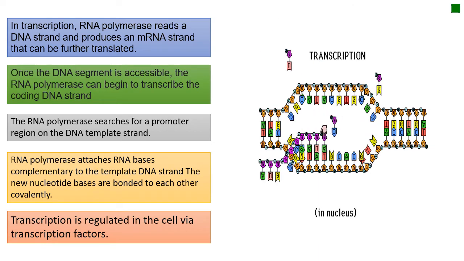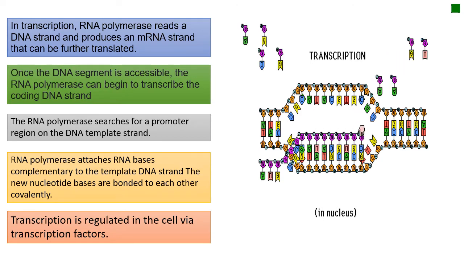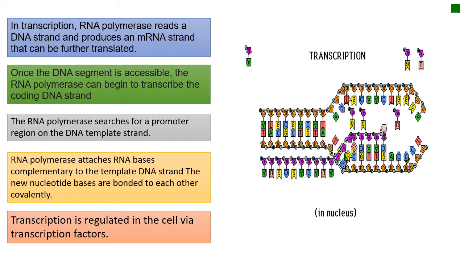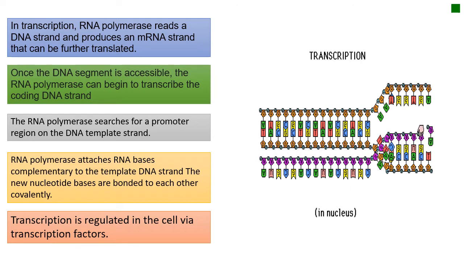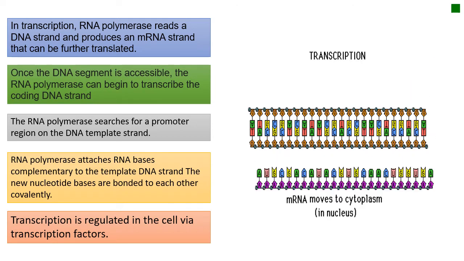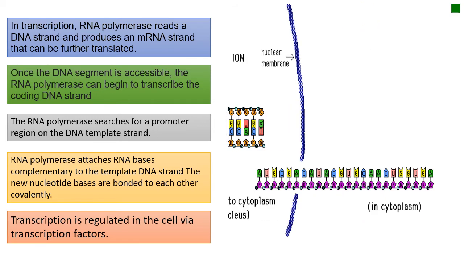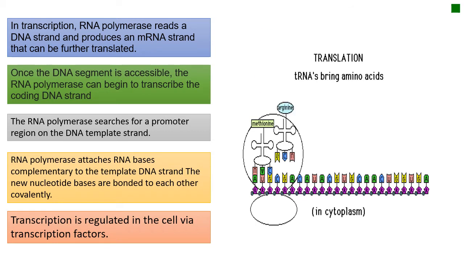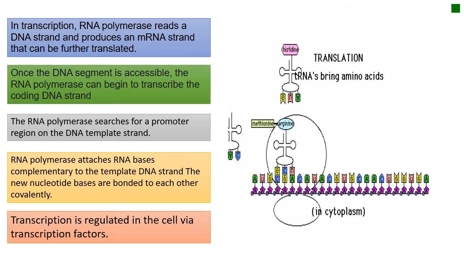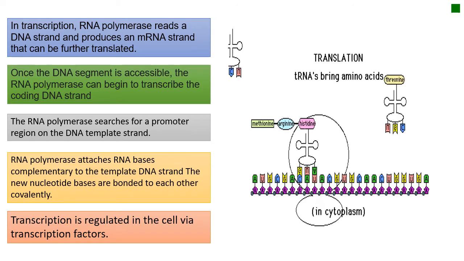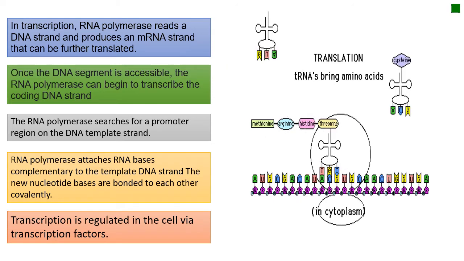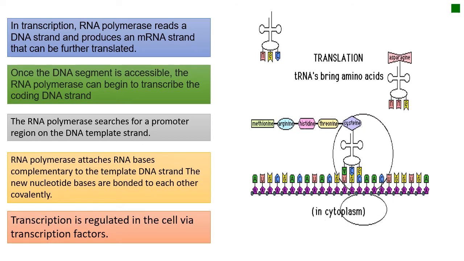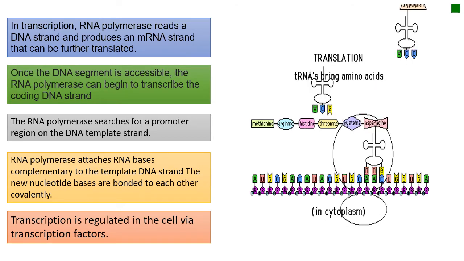The first part of the synthesis of the protein is the transcription. Here in transcription, the RNA polymerase reads a DNA strand and produces an mRNA, a messenger ribonucleic acid strand that can be further translated. In order to initiate transcription, the DNA segment that is to be transcribed must be accessible. Remember that the DNA is tightly packed because of the two hydrogen bonds between adenine and thymine, and three hydrogen bonds between guanine and cytosine.